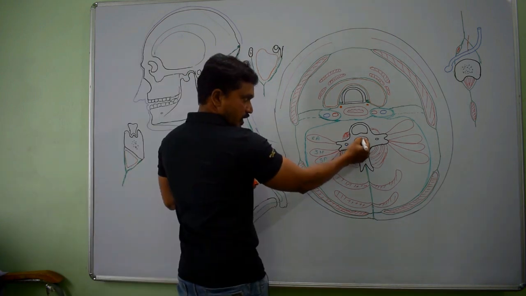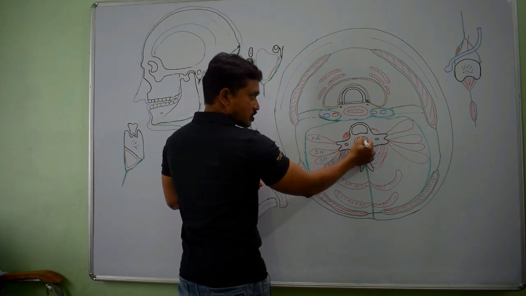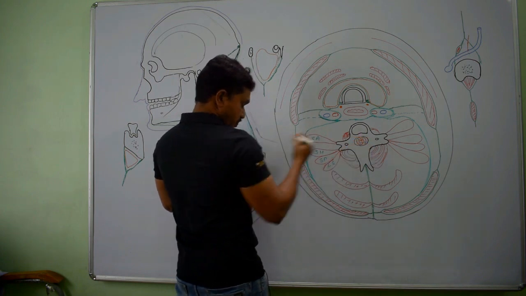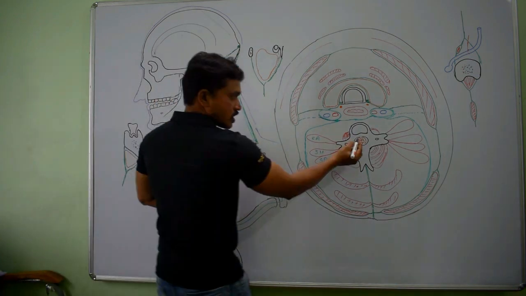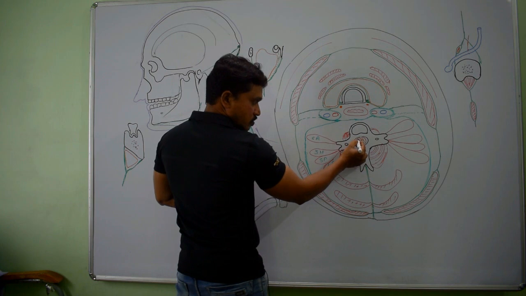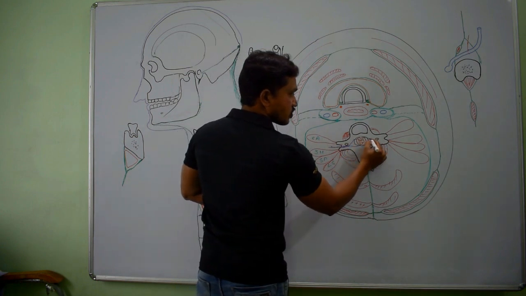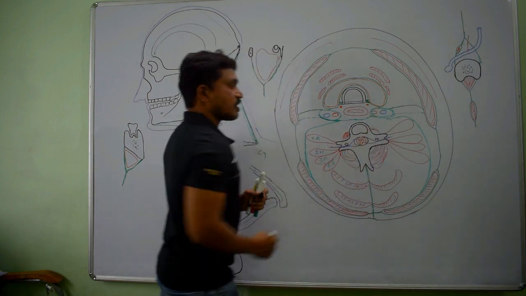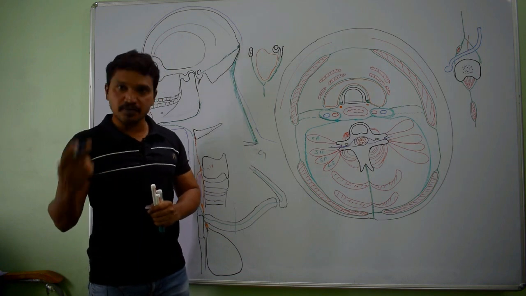Of course, here the spinal cord will be present, and this is the anterior horn, here is the posterior horn. From the spinal cord, spinal nerves will be coming out, no? So this is the spinal nerve. The spinal nerve is emerging out on this side also. These spinal nerves of C5, C6, C7, C8 and T1 will form the brachial plexus, no?